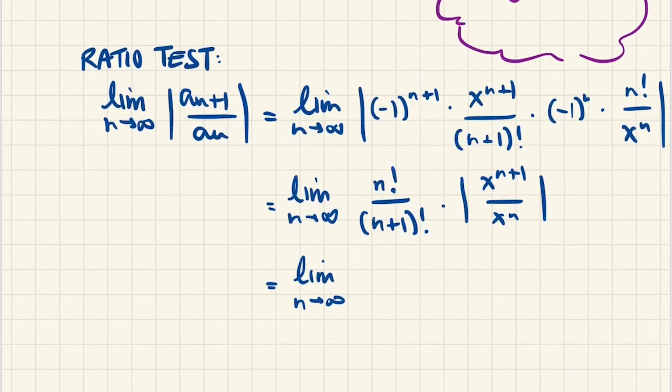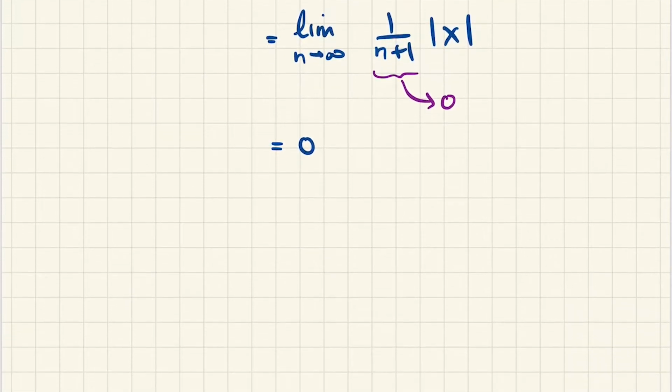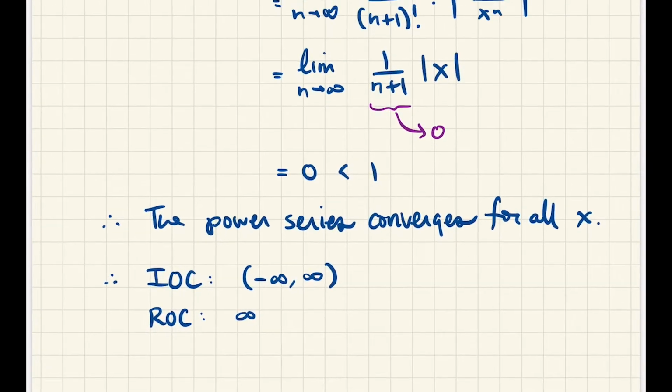So this is a factorial battle, which resolves to 1 over n plus 1 times the absolute value of x. Okay, now x relative to the limit is a constant. So as we take this limit to infinity of n, we get this algebraic part approaching 0, and 0 times a constant for any value of x, of course, is going to evaluate to 0. So the entire ratio test evaluates to 0, which is less than 1 regardless of what x is, right? So 0 is less than 1, and therefore the series converges for all x. So the IOC, as we predicted, is negative infinity to positive infinity, and the ROC is infinity.